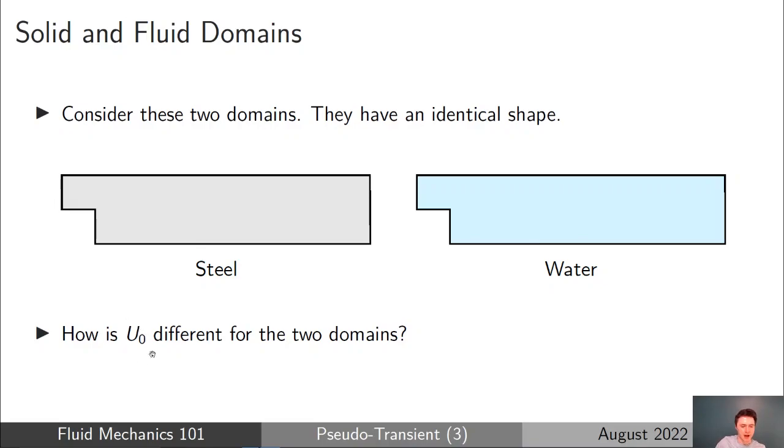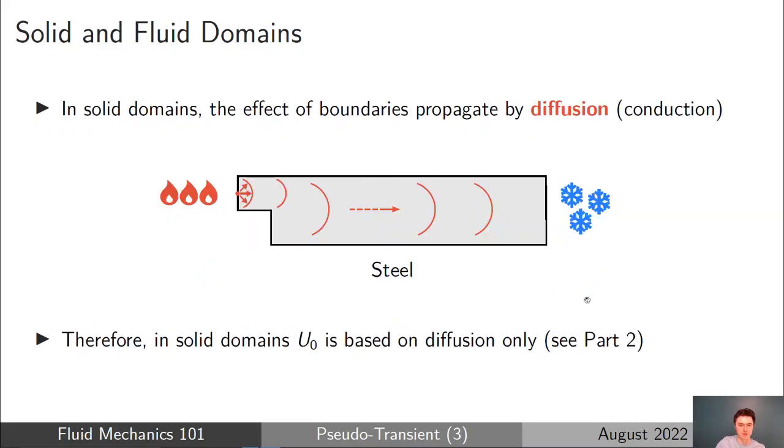How is the characteristic speed going to be different for these two domains, and how would the CFD solver calculate it depending on if we specified it as a solid or as a fluid? Well, if we look at solids first, just a quick recap of what we specified in part 2 in the last talk. With solids, we only need to think about the propagation of heat with the energy equation, and the effect of boundaries in a solid propagates by diffusion or conduction. They both mean the same thing, and we looked at that in the previous talk.